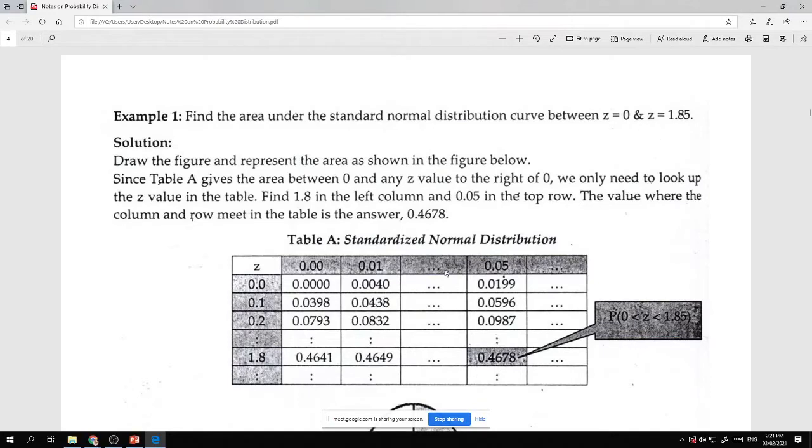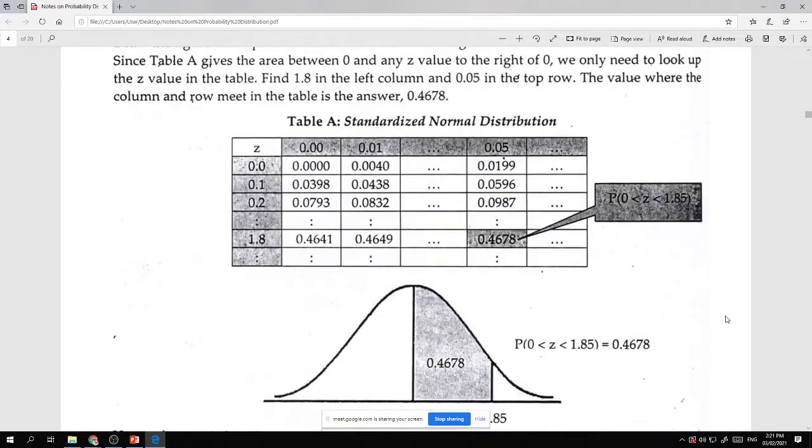So for example, you have here between z equal to 0 and z equal to 1.85. If you look at the standard table, you have 1.8 here and above, that's 0.05. This is your answer, 0.4678.